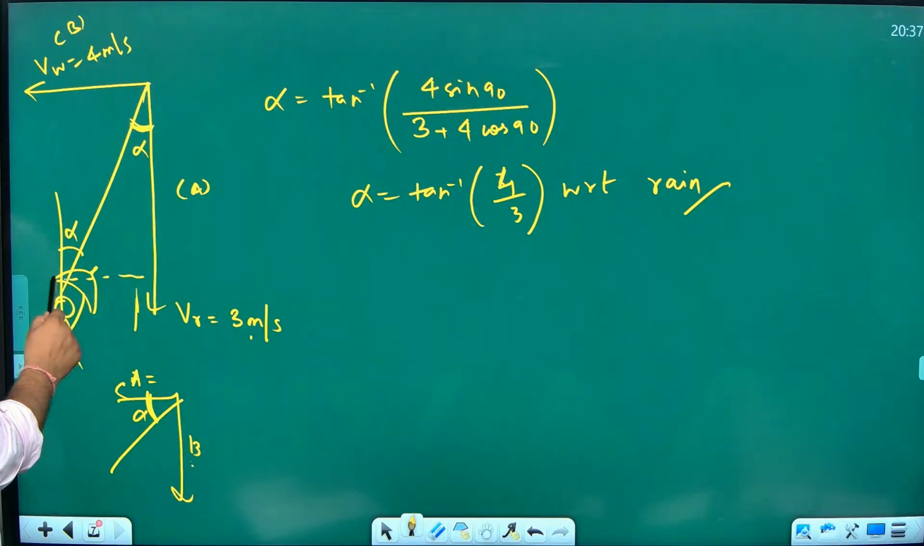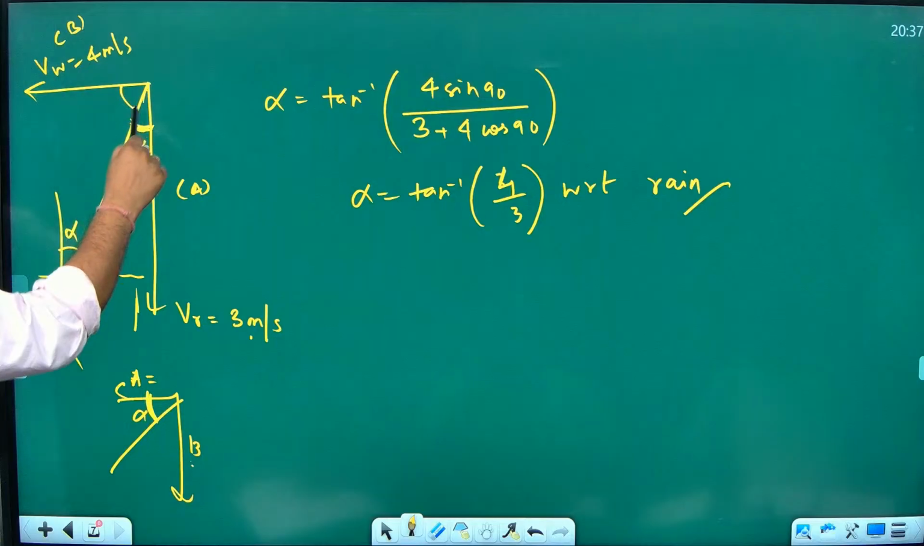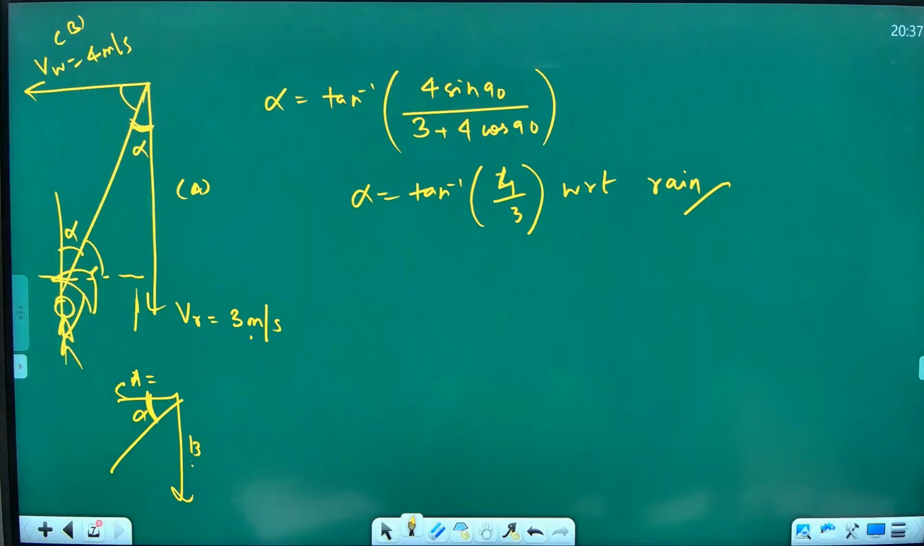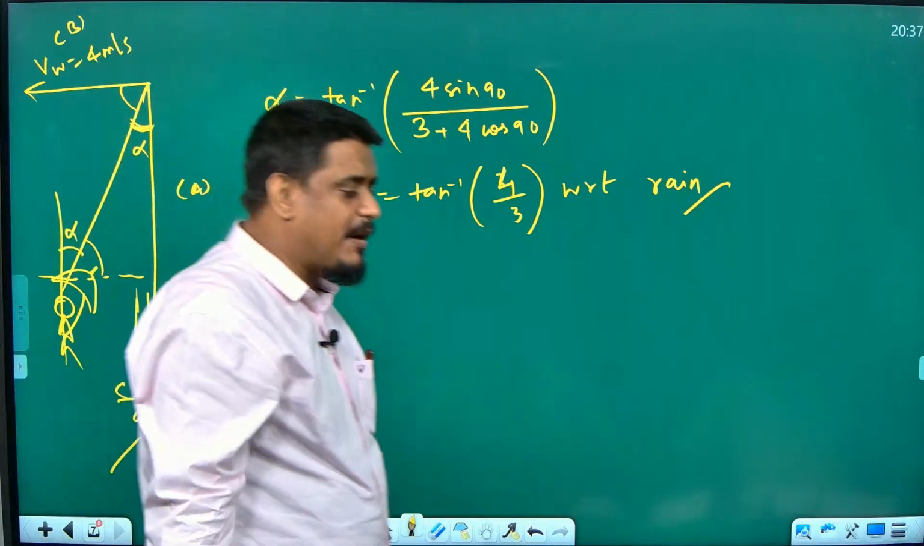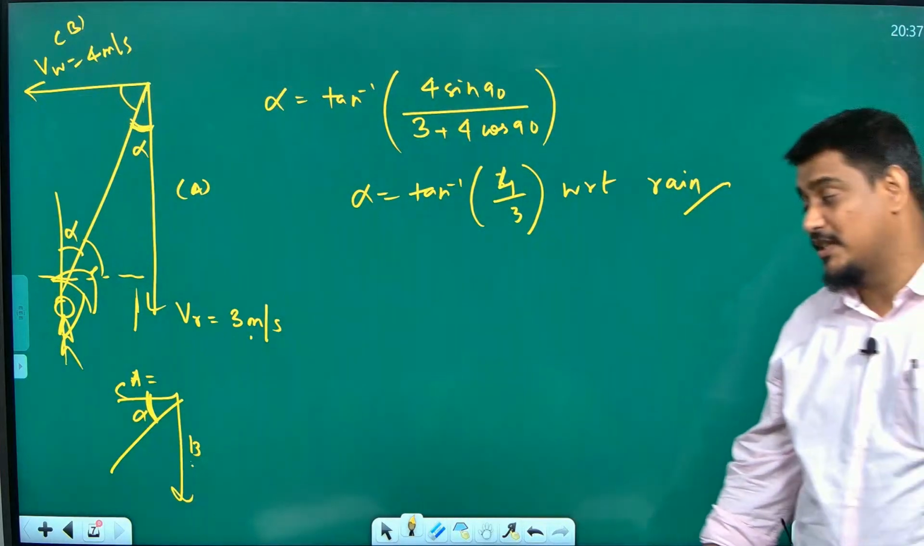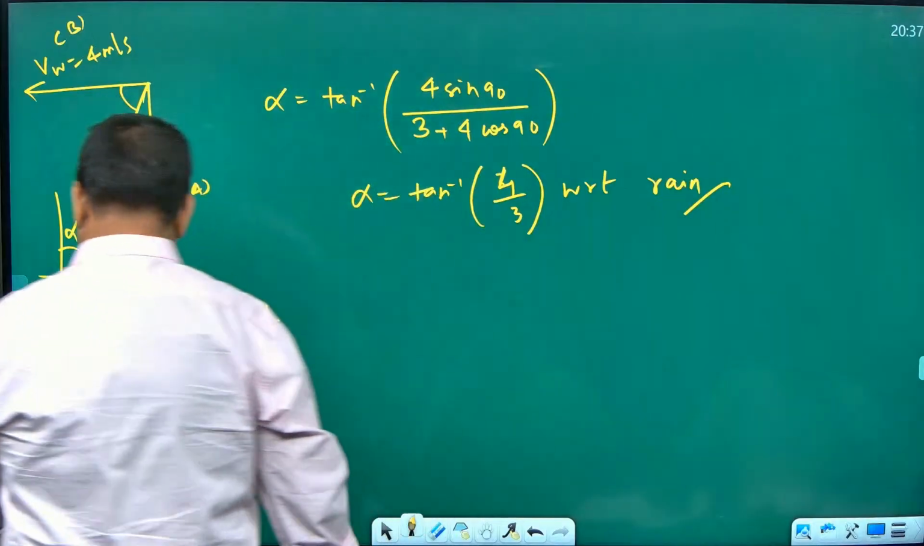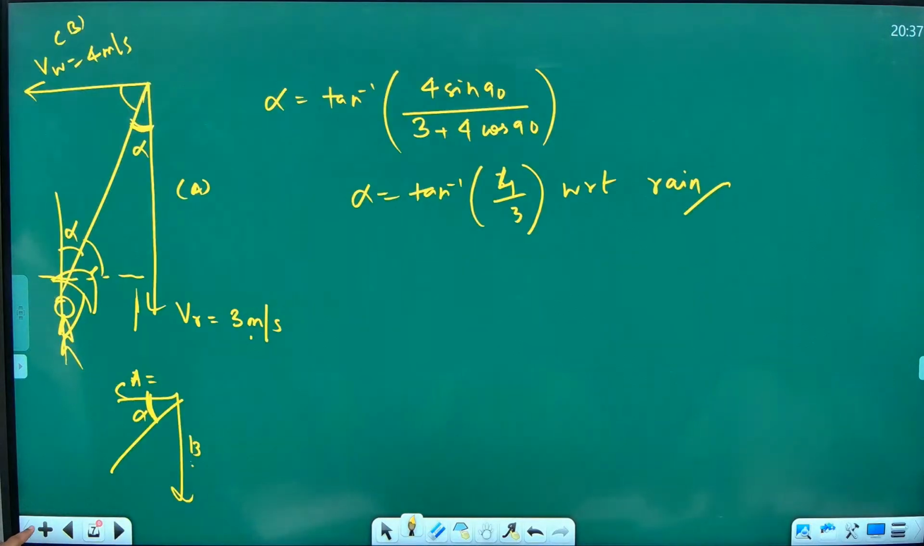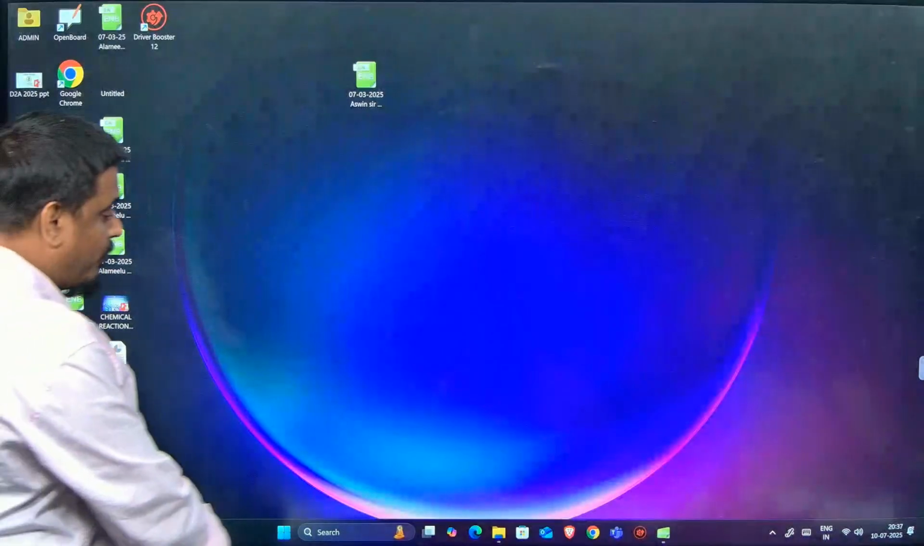Suppose I am drawing like this, then if you are finding this angle, that will give you this angle. Same thing I told. If you want to find, it will be with respect to wind. So tan inverse of 3 by 4 with respect to wind, or tan inverse of 4 by 3 with respect to rain. Both are absolutely correct. I hope you are understanding whatever I have taught till now. Any problem?